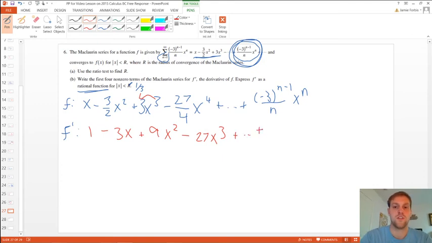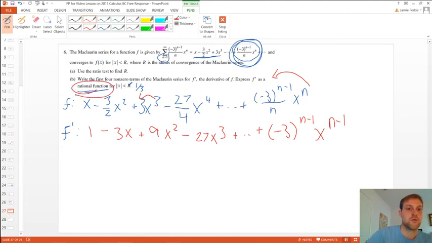If I take the derivative of the general term, power rule says bring n down and the n's cancel. So I'm left with negative 3 to the n minus 1 times x to the n minus 1. Okay. So there's my derivative to the first four terms. It didn't ask for the general term, but I wrote it anyway. And it wants me to write this as a rational function.